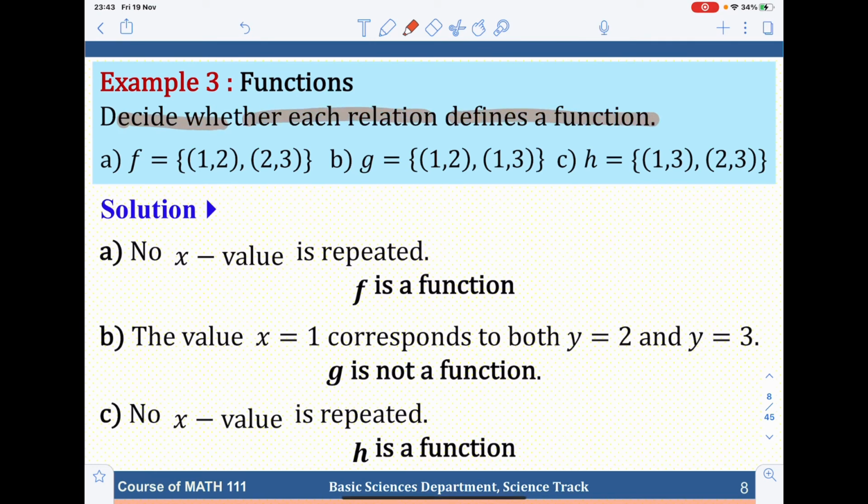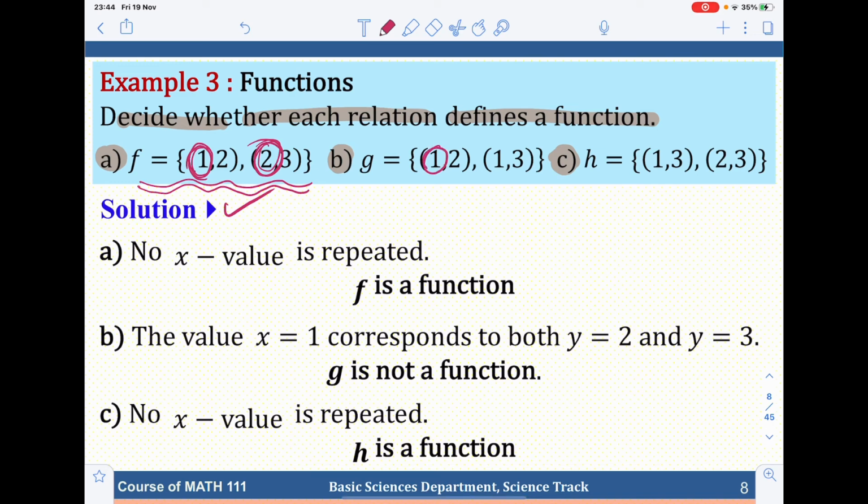So we have here A, B, and C. Those all are relations, but let's see whether they are functions or not. So for the first one, we can see that each element in the domain corresponds to exactly one element in the range. If you are looking at a relation that is written in this form, you have to notice the first component, whether it's repeated or not. Since the first component is not repeated, this is a function.